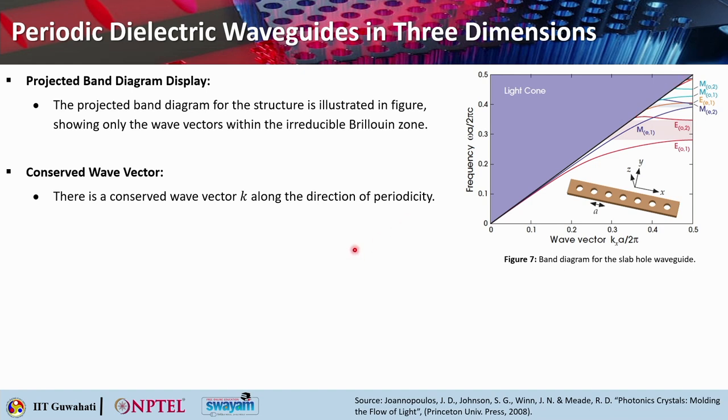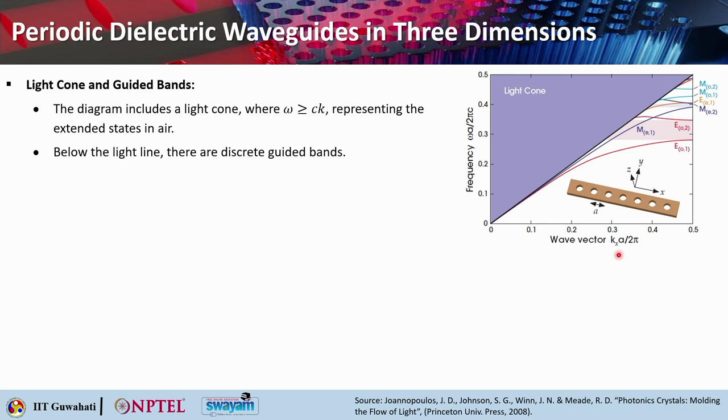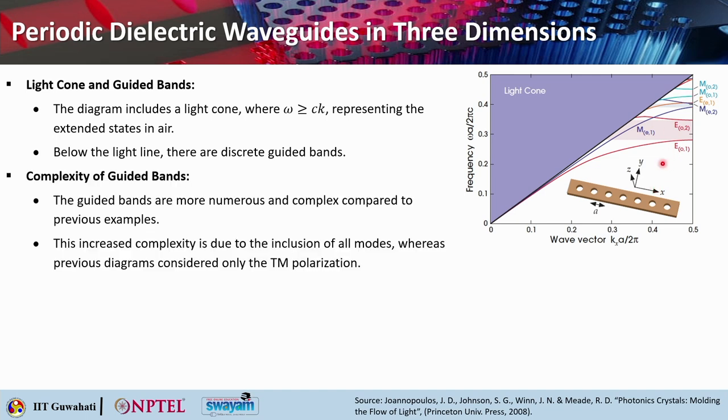So, what is important here? The question is, is there any conserved wave vector? Yes, there is a conserved wave vector k that is along the direction of periodicity, so you can actually take kx here. How about the light cone? As we discussed, this diagram includes the light cone, which marks the area for frequency greater than or equal to ck. That represents the extended states in air, and below this light line are the discrete guided bands. Now, you can see that there are many guided bands and things are complex in this case.